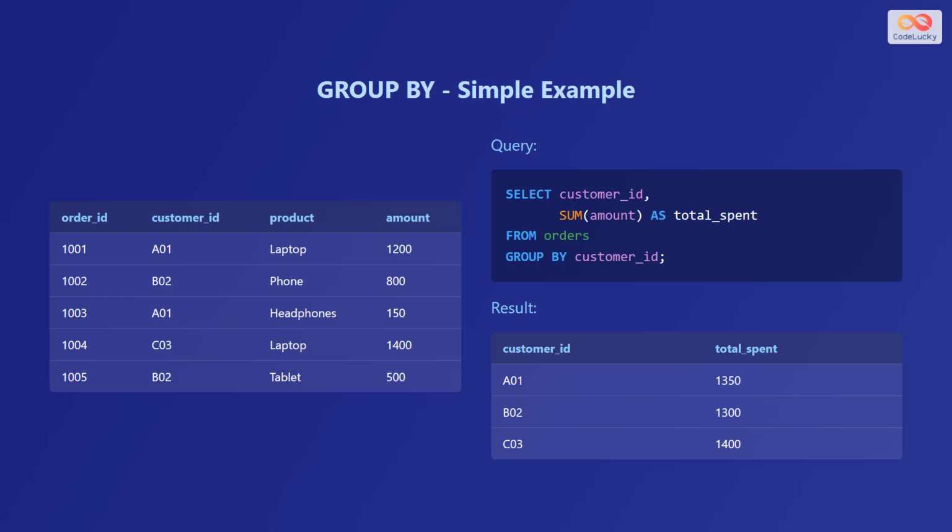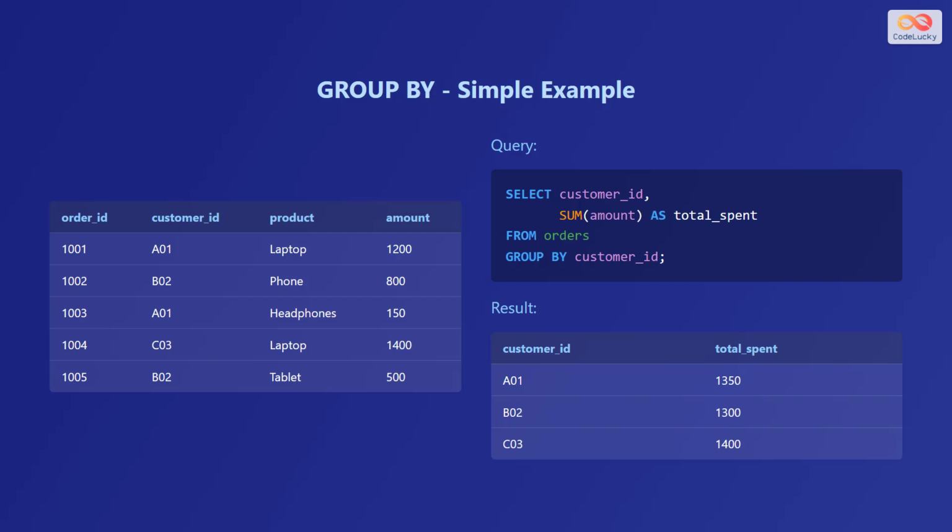Let's walk through a simple example of the group by clause. In this example, you have an orders table with the columns order ID, customer ID, product, and amount. The goal is to calculate the total amount spent by each customer. The query starts by selecting the customer ID, and then uses the sum aggregate function to add up the amounts for each customer, aliasing it as total spent.